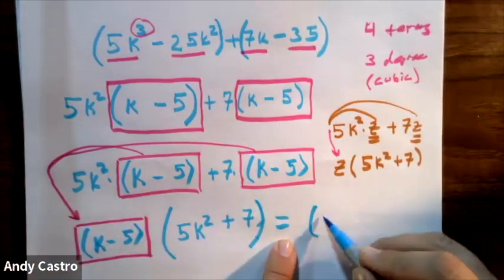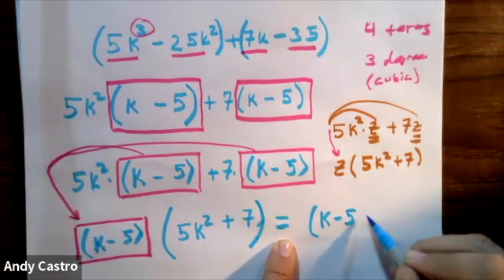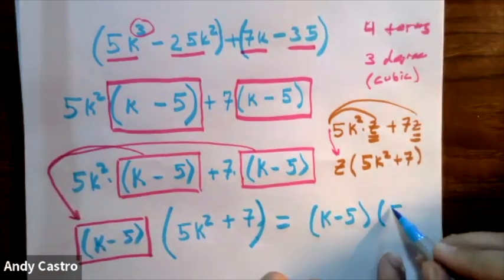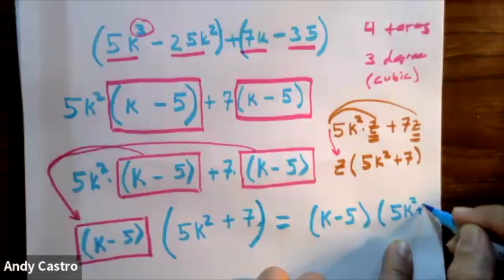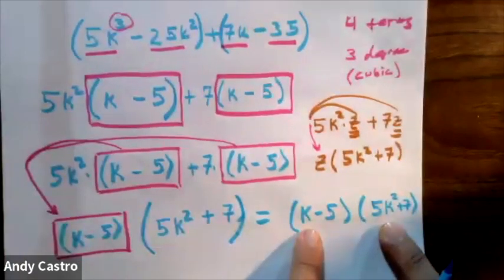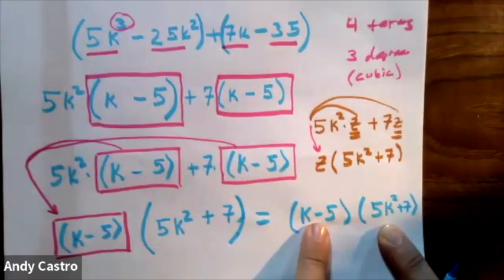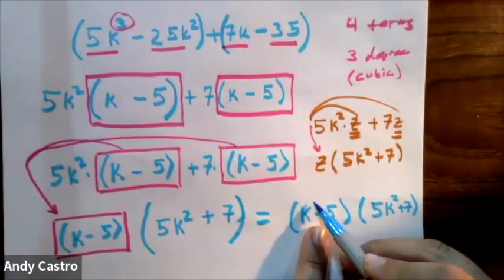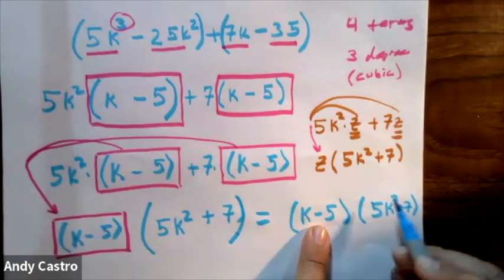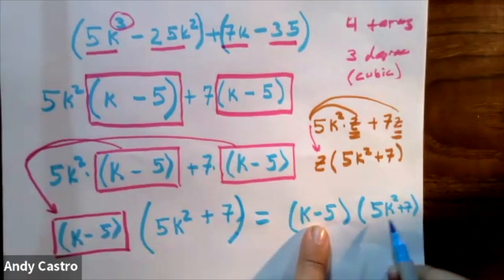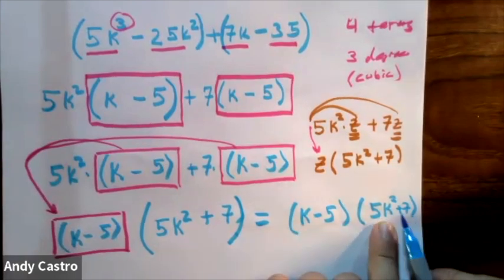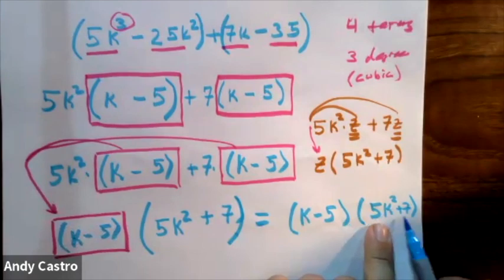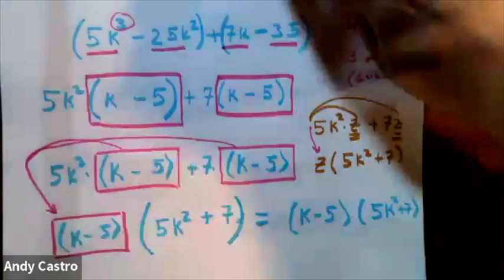So here, just rewriting it without the box. Now I have two binomials here and here. This one is linear, and this one is a quadratic, a two-term quadratic, a quadratic binomial. All right, now can I simplify that? I can't, because 5k squared plus 7, I'm not going to be able to break that down any further.